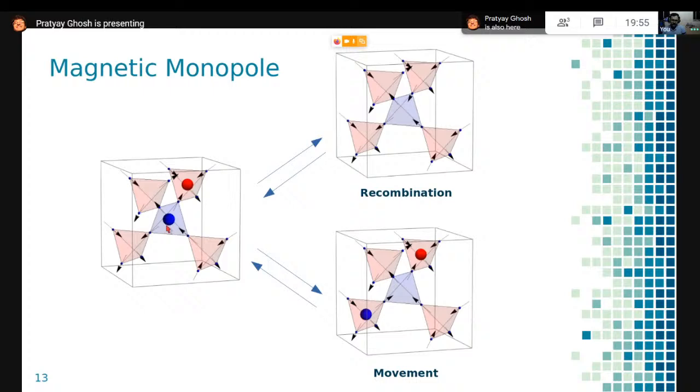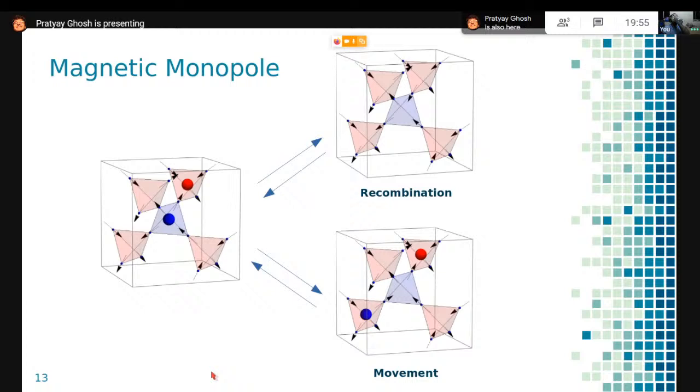So what I did is I took this spin, this one, and I flipped it. And as soon as I flipped it, in this tetrahedron I have total SZ again zero. So my monopole charge becomes zero here. But this one has a monopole charge now. This one has three spins out, one spin in. So this is where the monopole has moved from this tetrahedron to this tetrahedron. And that's what interests us.